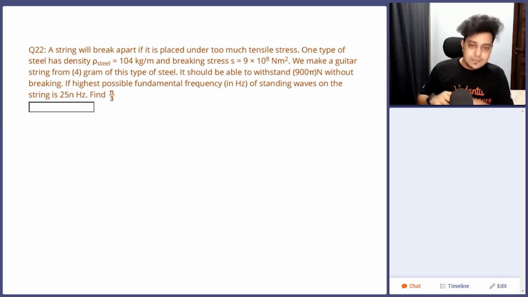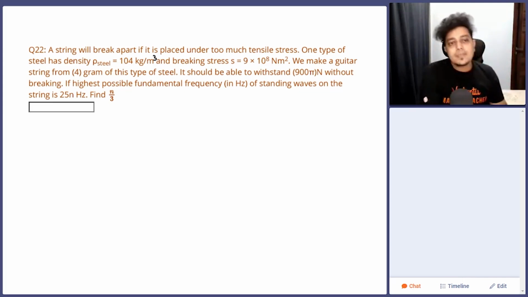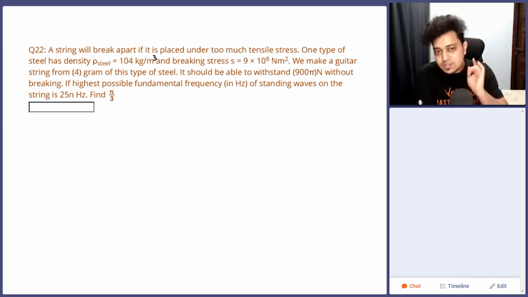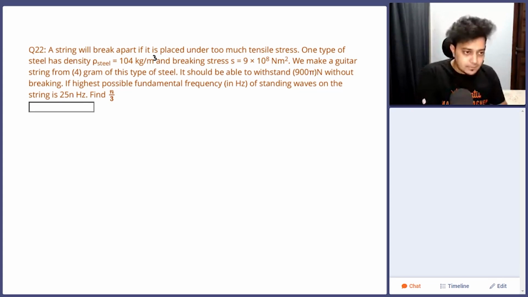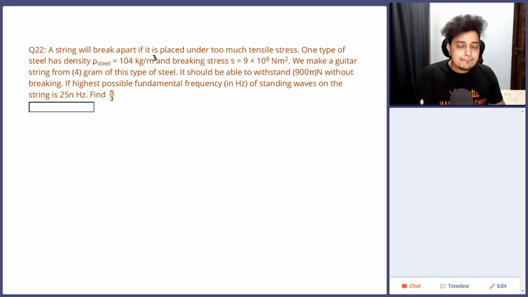One type of steel has density 10 raised to 4 kg per meter cube, breaking stress equal to 9 into 10 raised to 8 Newton per meter square. We make a guitar string from 4 grams of such a steel material. It should be able to withstand a tension of 900 pi Newton without breaking. If the highest possible frequency of standing wave on this string is 25 N, then find the value of N by 3. Okay. Cool. So very interesting question.